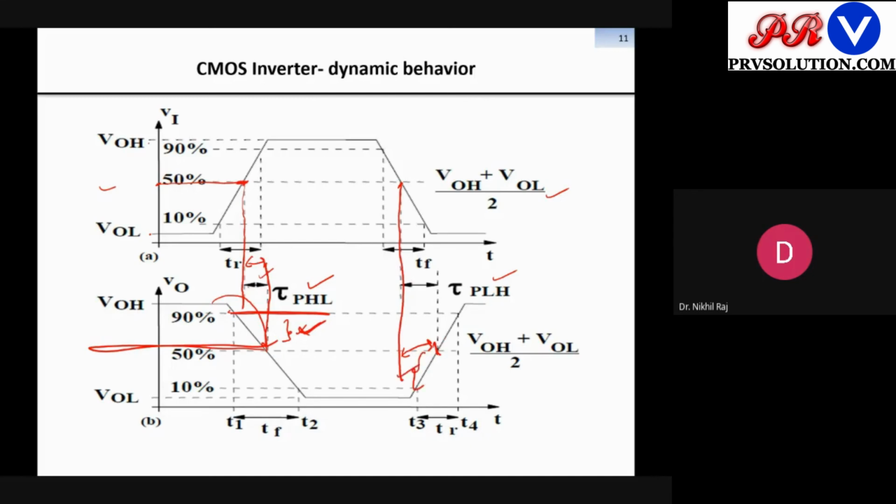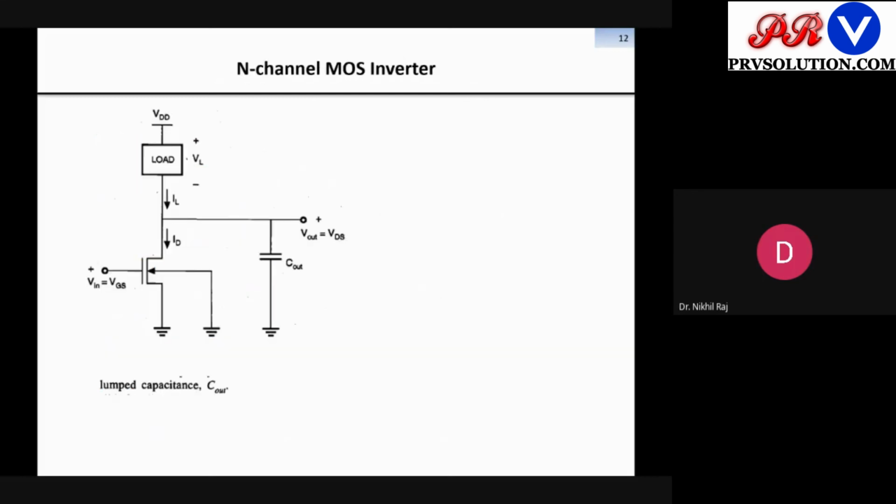This region of operation, we will analyze when we study the dynamic behavior. Then we will calculate the parameters on which this time function depends. So this was your static and dynamic behavior introduction.